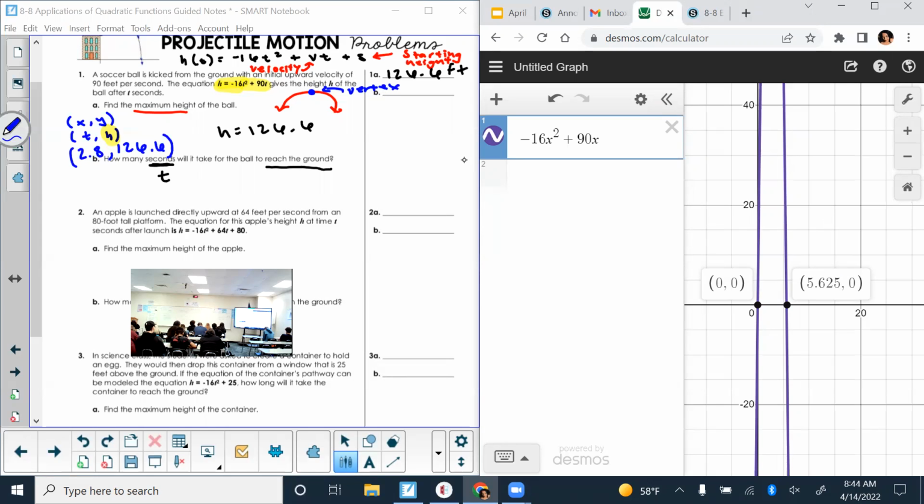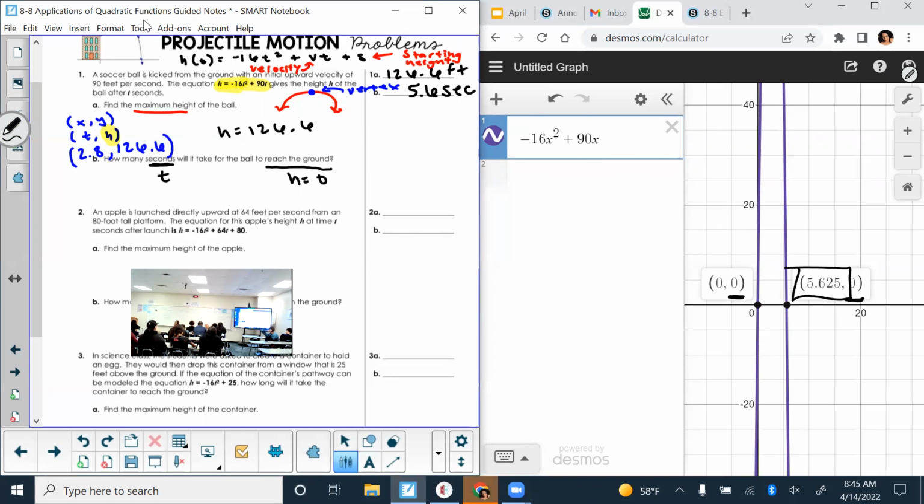The 5.625. I'll round it, it doesn't specify what to round to, but about 5.6 seconds. So when it's reaching the ground, that's when the height is 0. There's two parts where the height is 0. Pick the one that makes the most sense. Questions?